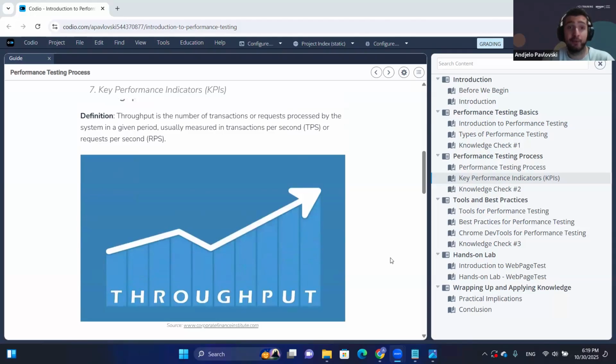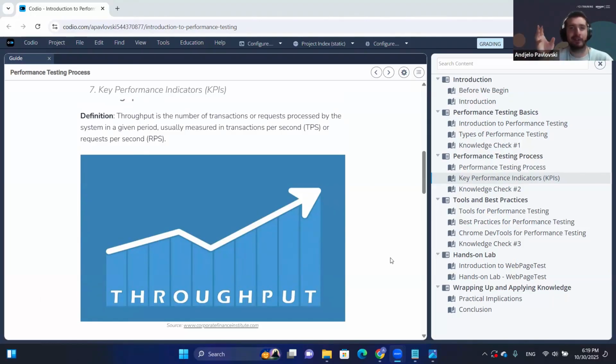Next up is throughput. And throughput, simply put, is basically the amount of requests or transactions, however you want to call them, that the system can process in an amount of time. So usually measured in seconds, or rather requests per second. So how many requests can the system process, basically? So how many login clicks can the system process?